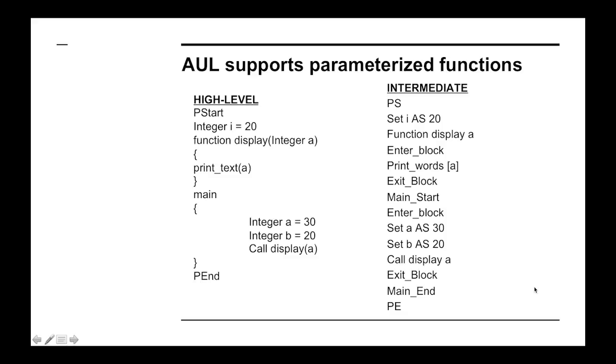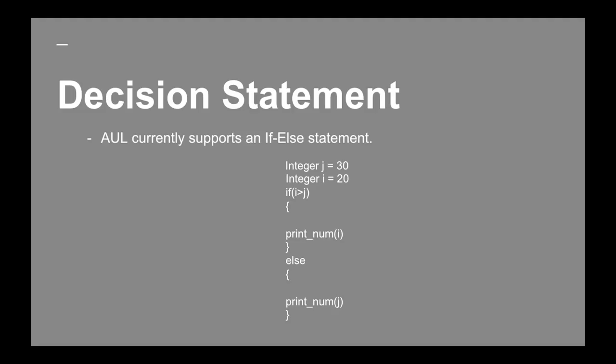OWL also supports parameterized functions. On the left-hand side, you can see the high-level version of our program, and on the right-hand side, you can see the intermediate level version of our program. This example takes in an integer as an input, and in our main function, we're calling it. This is a really simple display function that simply prints out whatever number you give it.